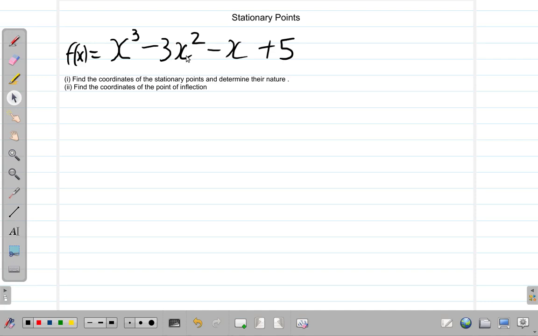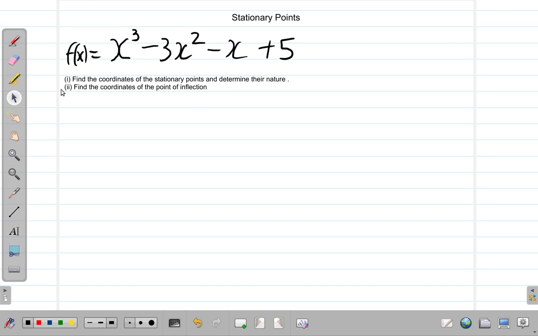Let us locate the stationary points and tell their nature in this function. We have the function here, x cubed minus 3x squared minus x plus 5. You're to find the coordinates of the stationary points and determine their nature. You should also find the coordinates of the point of inflection.